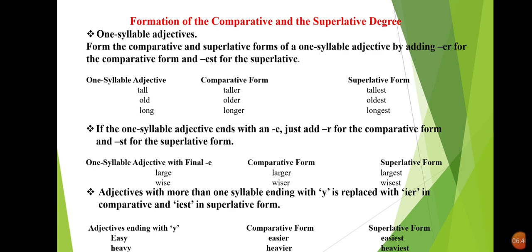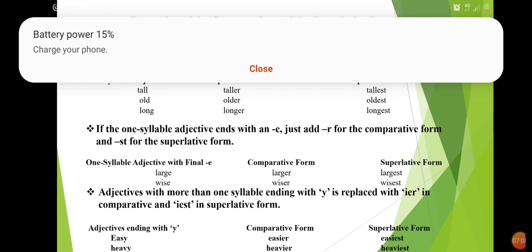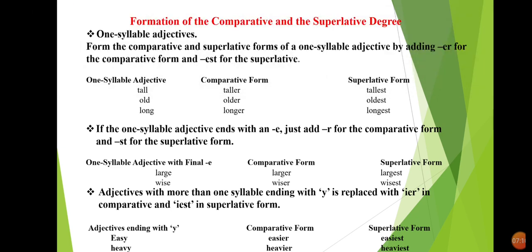Now, formation of comparative and superlative degrees. How are these comparative degrees or these adjectives formed? First rule is one syllable adjective. What is syllable? Syllable is nothing but when we pronounce a word, the number of vowels that we pronounce in the word, that is called syllable.